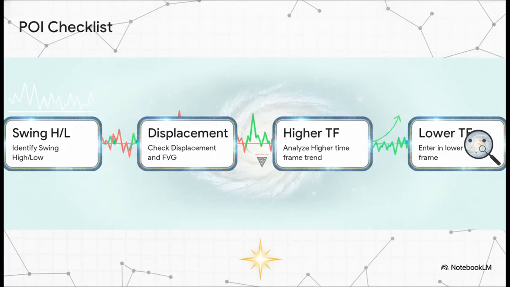And this brilliantly illustrates how everything comes together into a final point of interest or POI checklist. Step 1. Identify your structural swing highs and lows. Step 2. Check for that aggressive institutional displacement creating a fair value gap. Step 3. Analyze the higher time frame trend for your bias. And step 4, zoom into the lower time frame to actually enter the trade. Oh, and remember this golden rule of smart money concepts. Within a single trend, the very first and the very last POIs are always the most historically accurate.